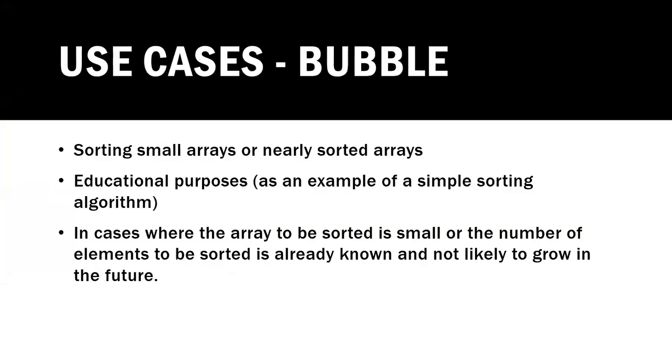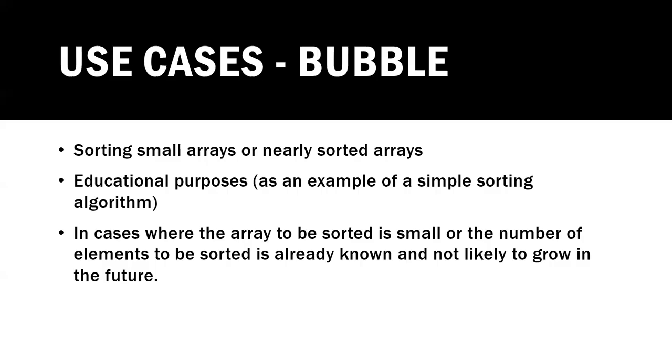So when do you use a bubble sort? Anytime you're sorting a small array or nearly sorted array. This is really good for educational purposes, right? The bubble sort was great when somebody decided to use it, right? As a first easy algorithm, they're like, oh, this will definitely work. And it does. It definitely works, but it just takes forever.